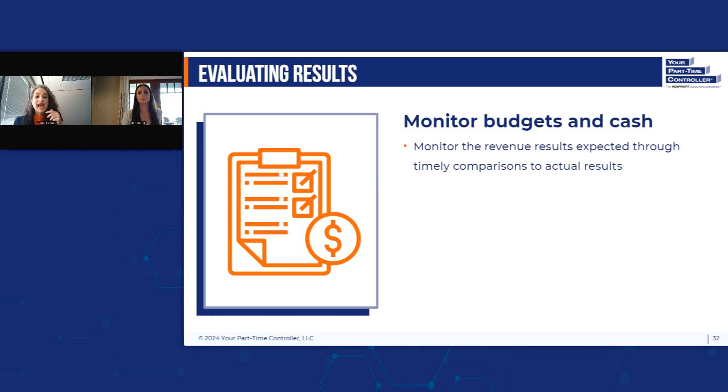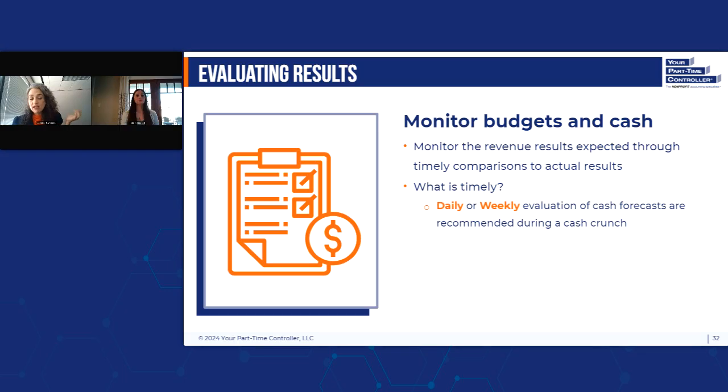And sometimes that could be daily or weekly or monthly. If you're in a cash crunch, which I know a lot of arts organizations are right now, then you may want to be doing this daily or weekly and really evaluating that cash forecast and making recommendations and shifting your strategies, kind of keeping yourself nimble and flexible here.